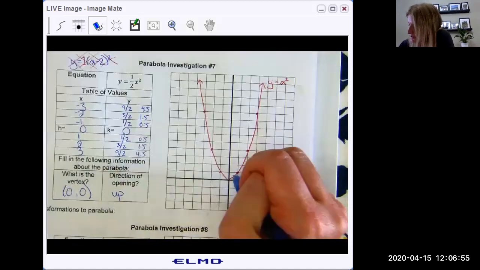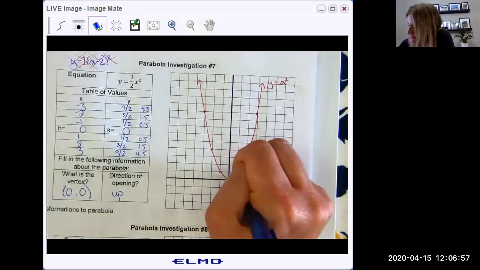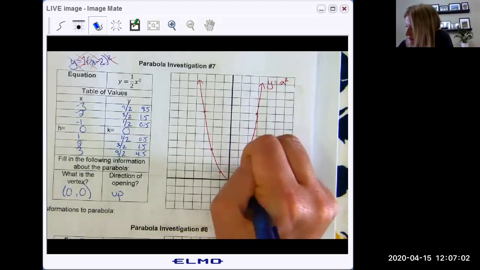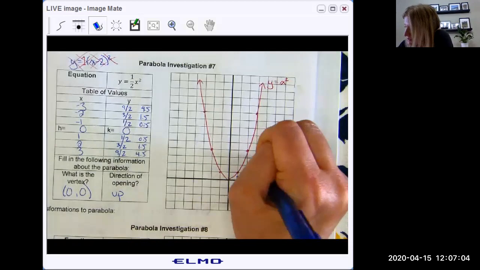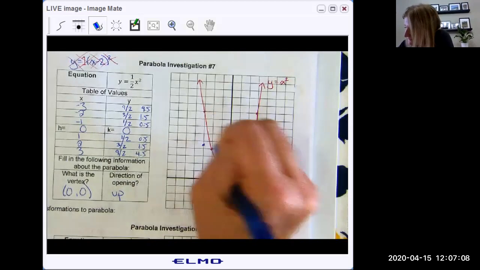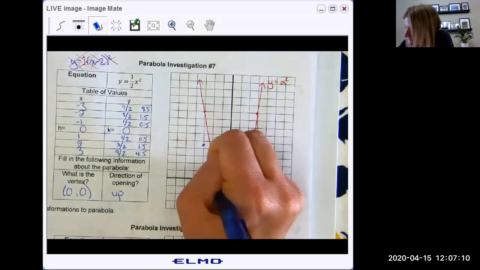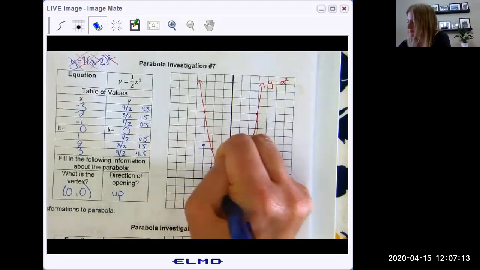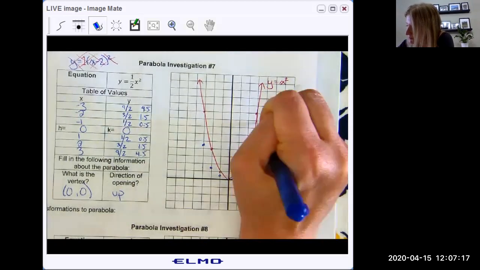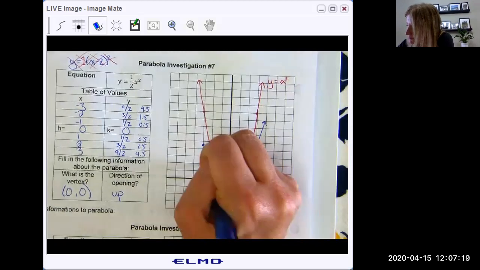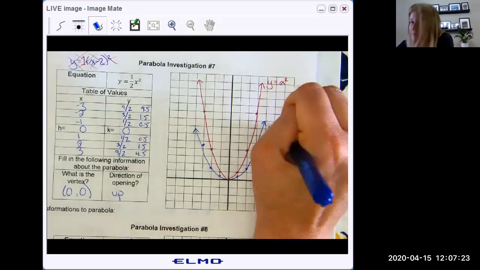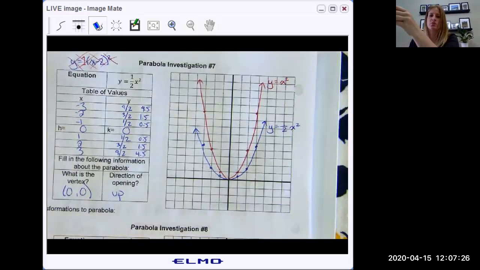All right, so this is over 1. Okay, 1, 1/2, 1 1/2. 1, 2, 3, 4, 4 1/2. There's y equals 1 over 2 x squared.